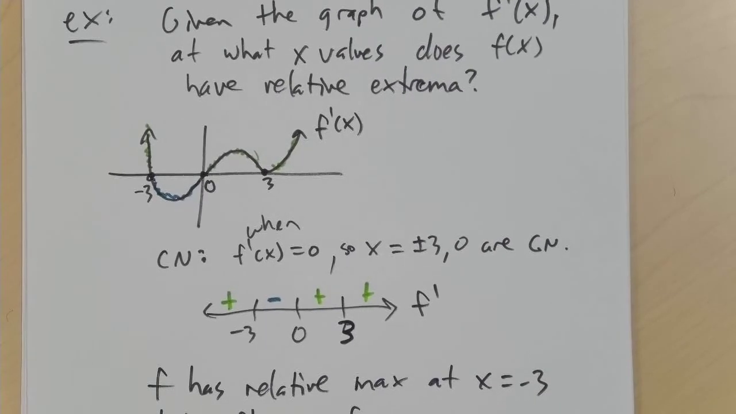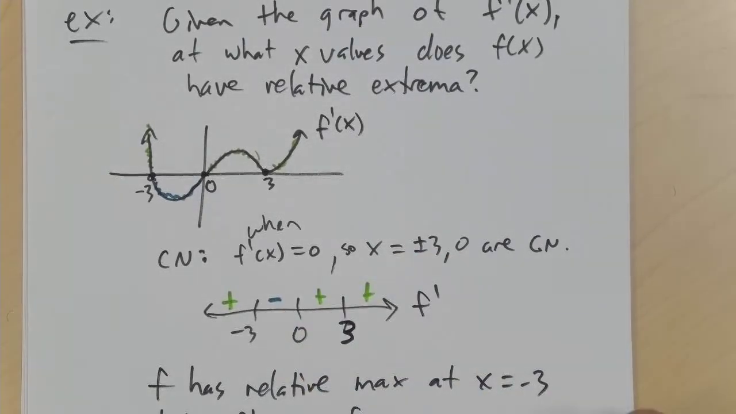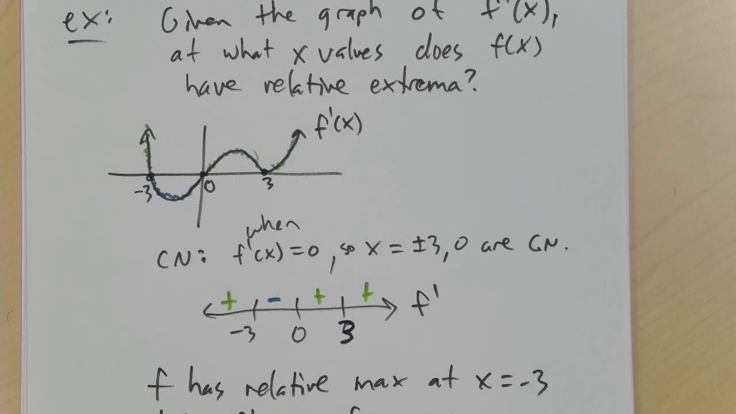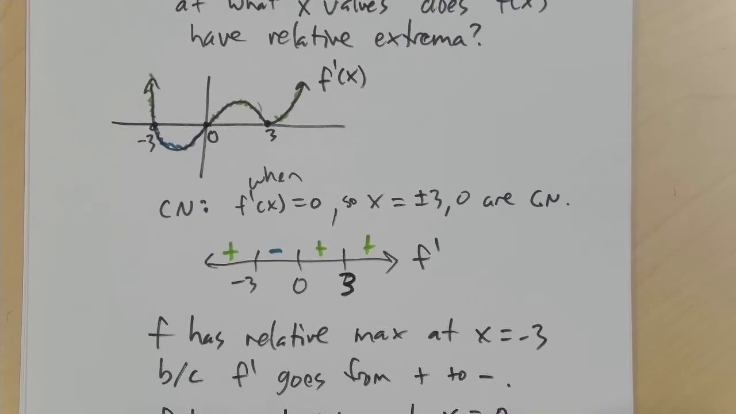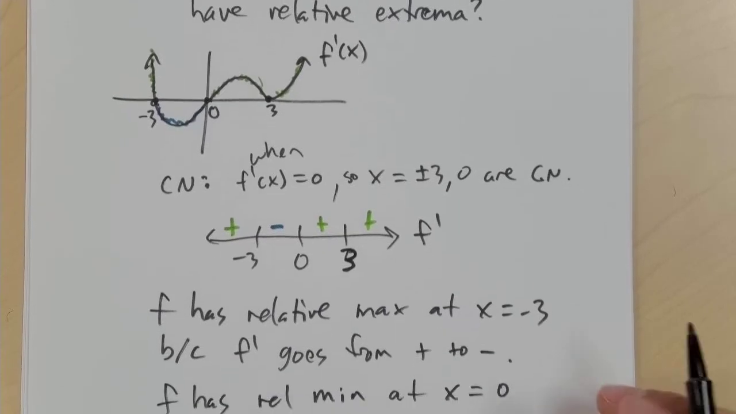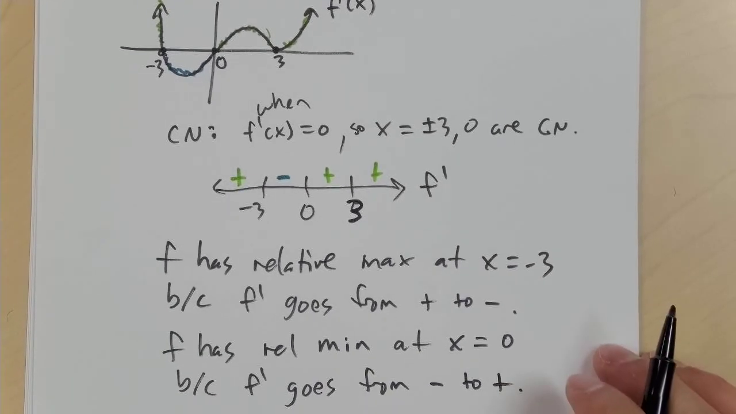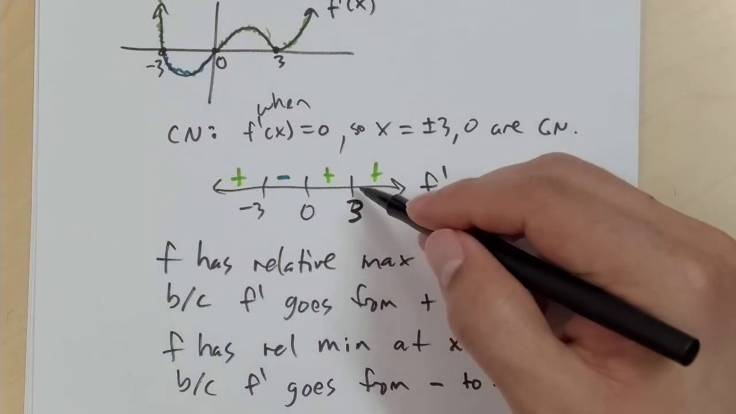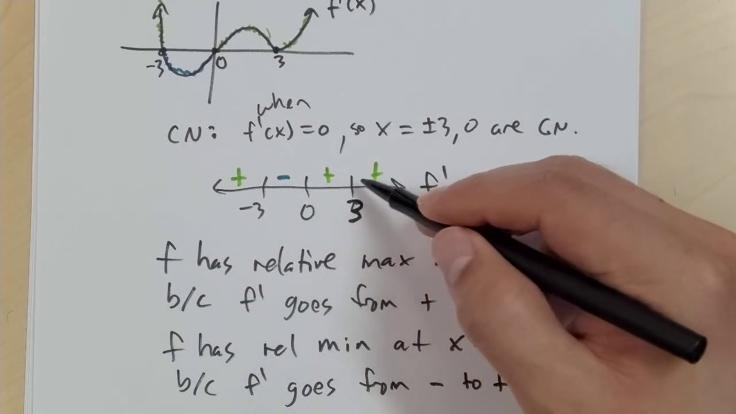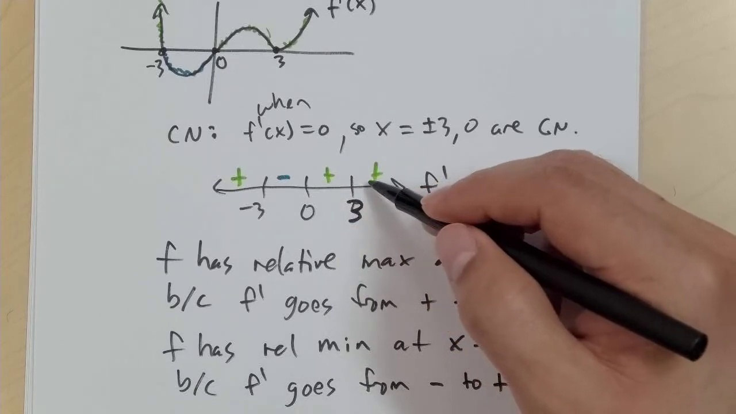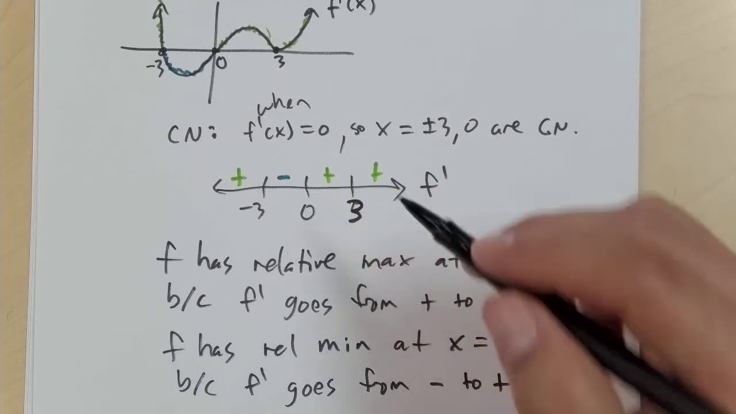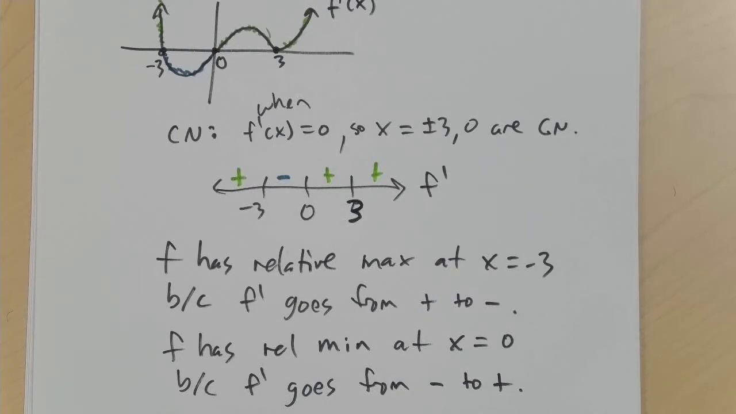And similarly, f has a relative min at x equals 0 because the derivative goes from negative to positive. Okay? And even though this is a critical number, there's no change here. It doesn't change from positive to negative or vice versa. So 3 does not give us a relative min or relative max. So this would be it.